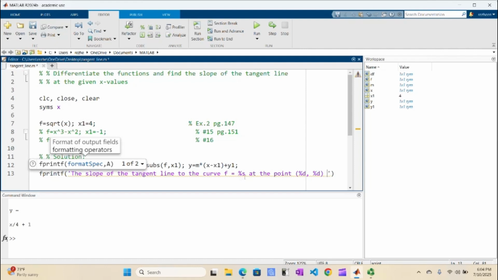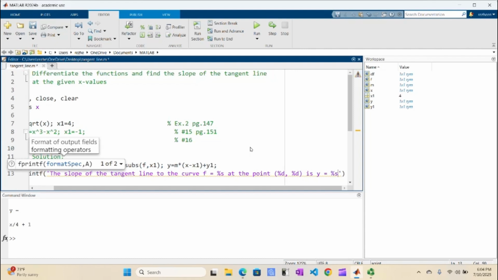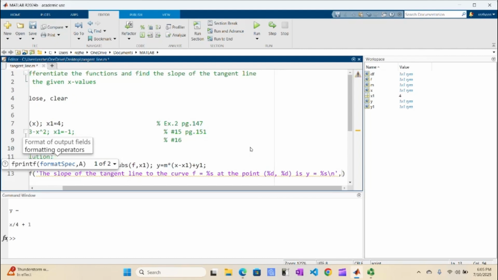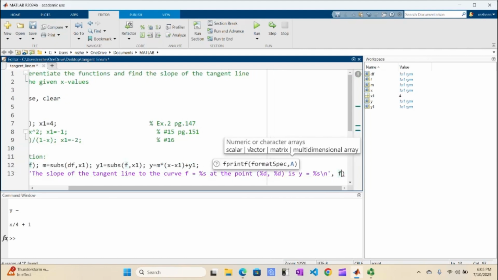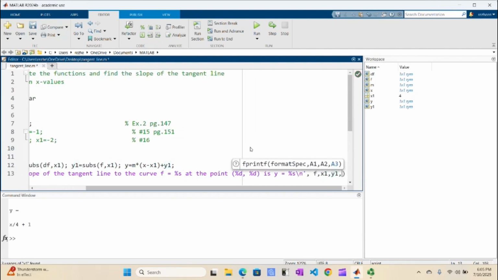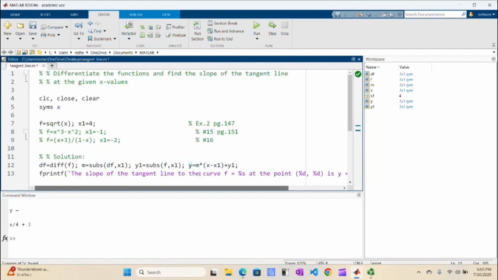So at that point, y equals %s and backslash n. So I can get out of here and do f, x1, y1, and y. All right, let's go ahead and run what we have. We will also fix this to be in 2 lines of code so we can read all of it at once. So it says the slope of the tangent line to the curve f equals square root of x at the point 4, 2 is y equals x over 4 plus 1.